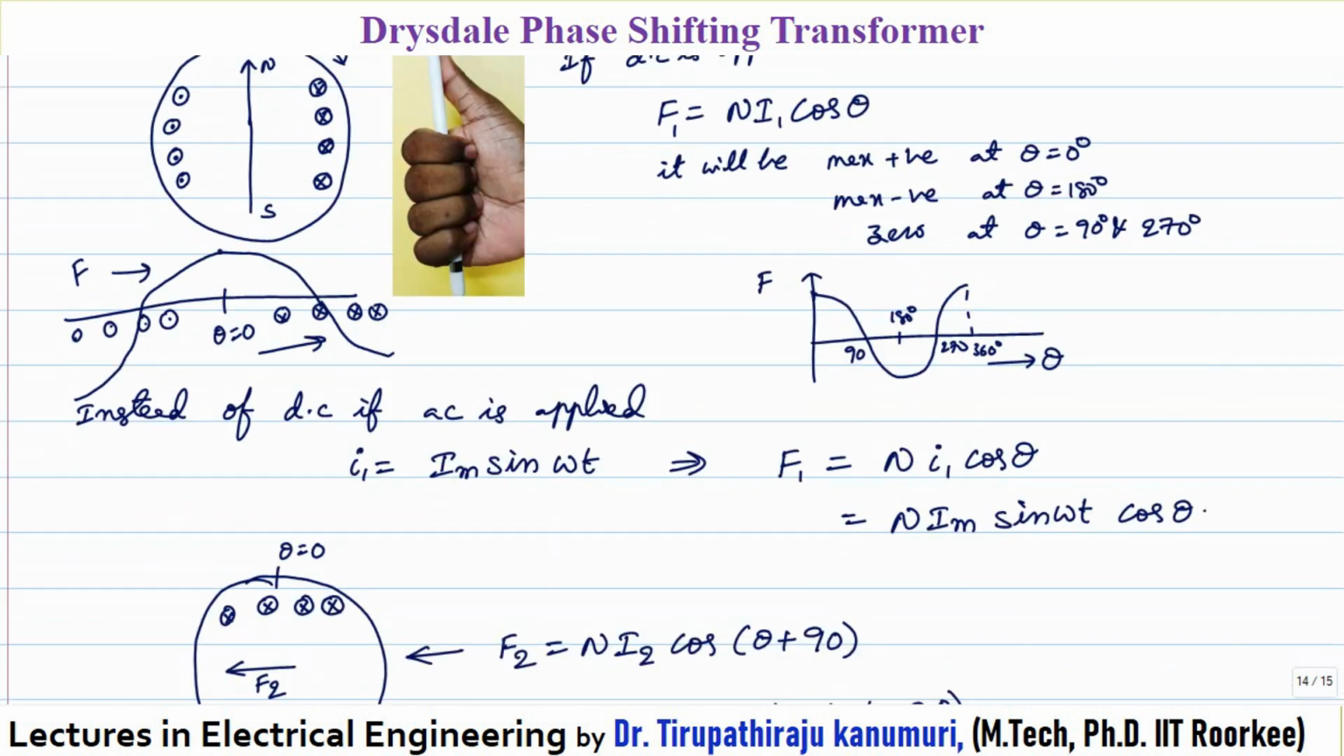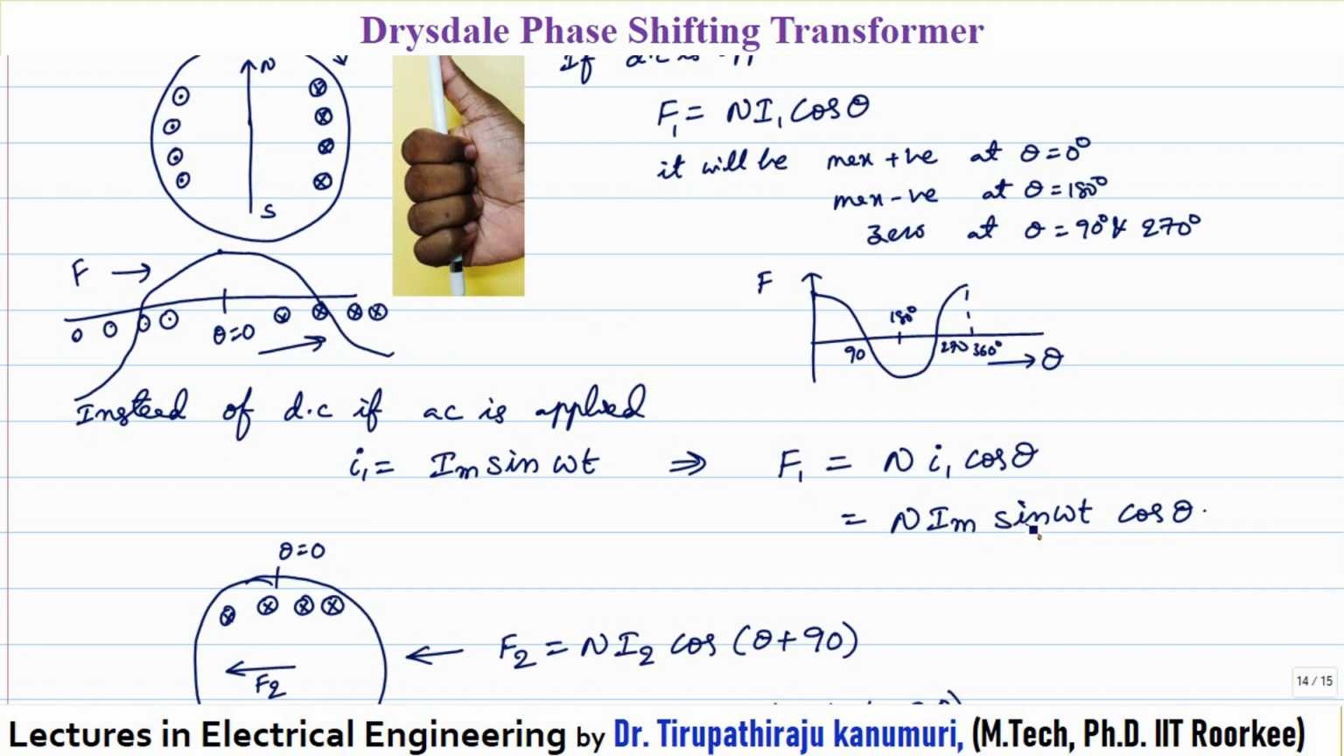Now instead of DC, if I apply an AC signal, the current is not of constant magnitude, it varies with respect to time. Let us assume that instead of DC current, I take an AC current given by I maximum sin omega t. When you give the AC current, what will happen to the MMF? This MMF will be equal to N into the instantaneous current, because the current is continuously changing, times cos theta. So what is this instantaneous current?